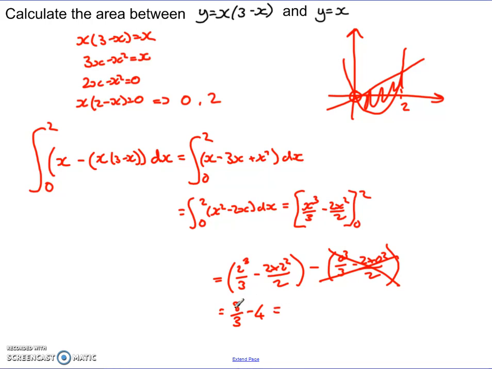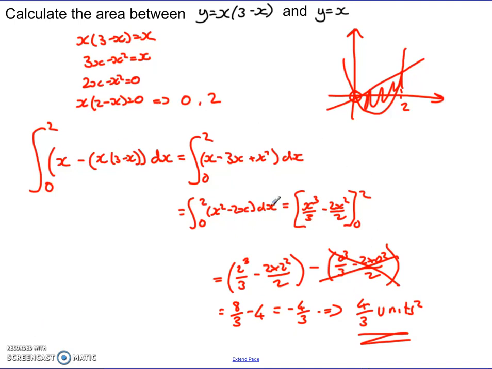What I then do is do 8 over 3 take away 4, well 4 is 12 over 3, so 8 over 3 take away 12 over 3 gives me negative 4 over 3. Again, it's negative, I can't have a negative area, so my total area is 4/3 units squared. There you go, the total area between my two curves is 4/3 units squared.